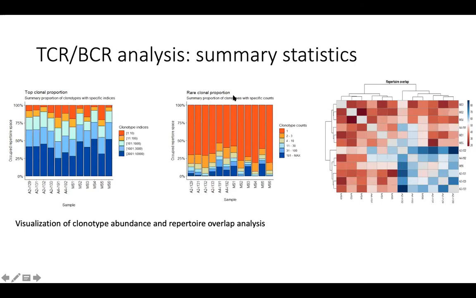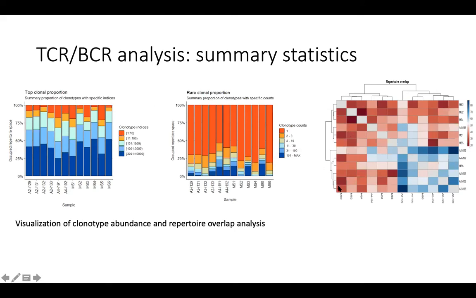There are also rare clonal population analyses that we do. In this case, there's one clonotype that's very predominantly occupying the majority of the clonal repertoire, but there are some clonotypes that are less than 5%. And so this gives you the flip side view of the first plot that I was talking about.